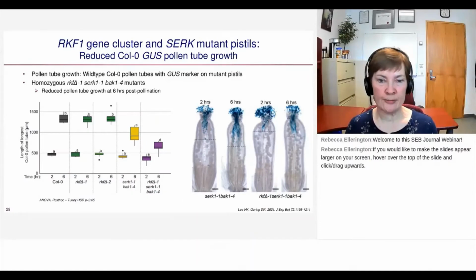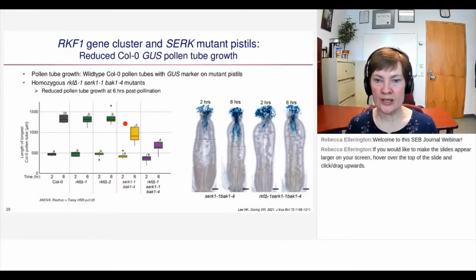We can take measurements from here, and this is what the graph looks like. The bottom row of data is a 2-hour time point, so how far Columbia pollen tubes grow in Columbia pistils and the mutant pistils, and you can see that it's really all the same. But we see the differences at 6 hours. So the top row are the 6-hour measurements for Columbia pollen tubes in these different pistils. And you can see for Columbia, RKF delta 1 and RKF delta 2, they all support the same level of Columbia pollen tube growth.